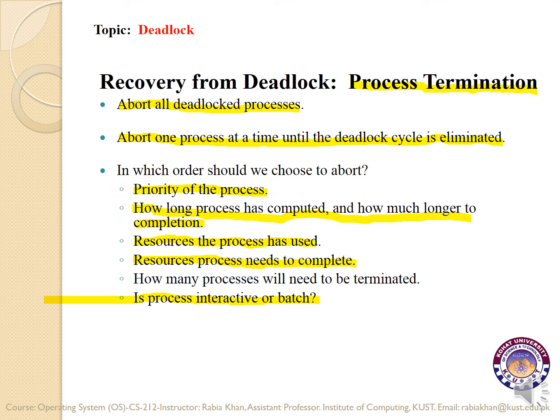Another important property is that the operating system also has to decide how many processes will need to be terminated in order to recover the system from deadlock. So these are some of the criteria for the recovery scheme. If the system is stuck in deadlock, the operating system has to select which process should be terminated in order to recover the system from deadlock. But before selecting the victim, these criteria need to be evaluated.